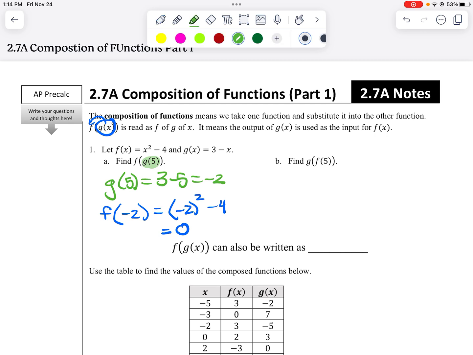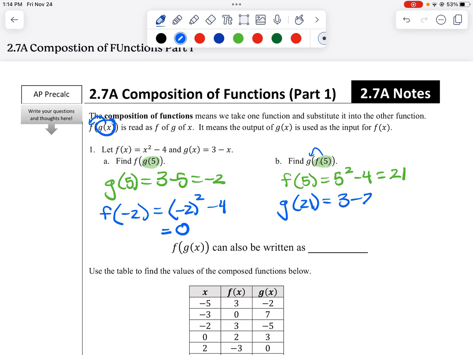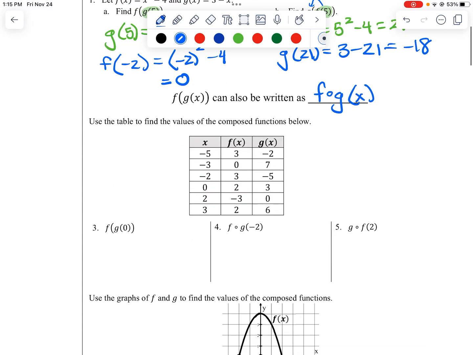So this next one, again, we take our inside part, so f of 5. So f of 5 would be 5 squared minus 4. So 25 minus 4 is 21. Now we take that 21 and we input it into the g. So g of 21 is 3 minus 21, which is negative 18. Now, oftentimes you'll see it written as f ∘ g of x, but that little circle means the composition. So f of g of x.